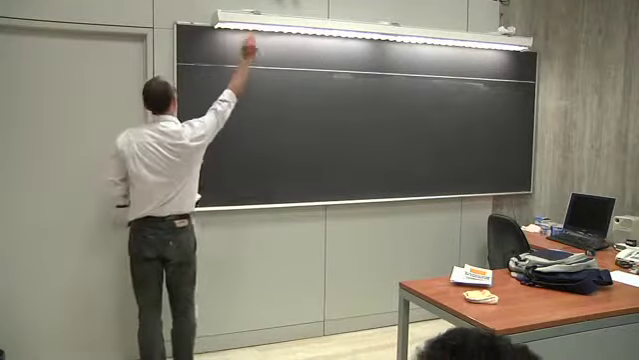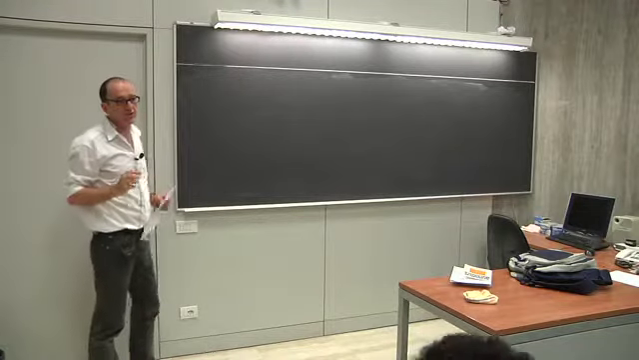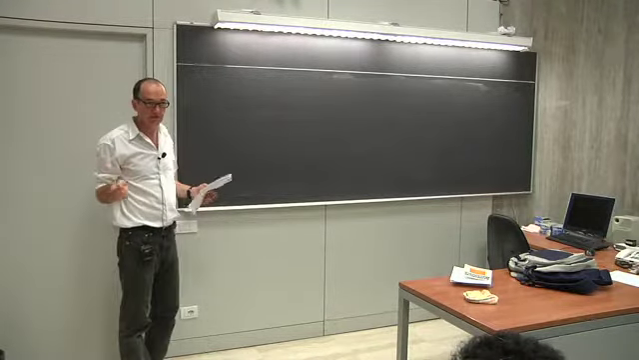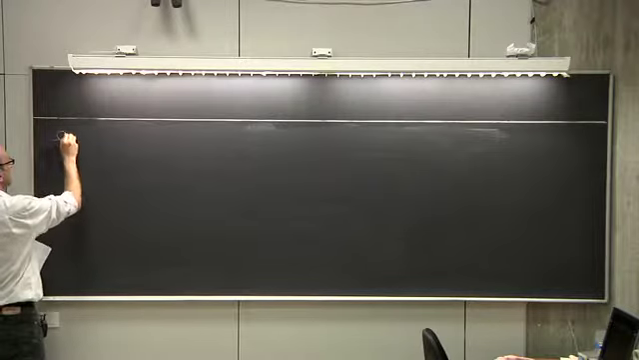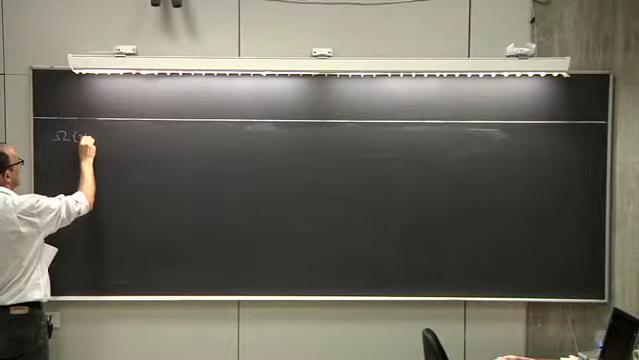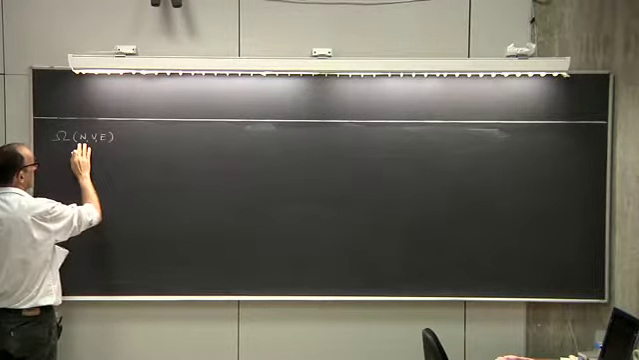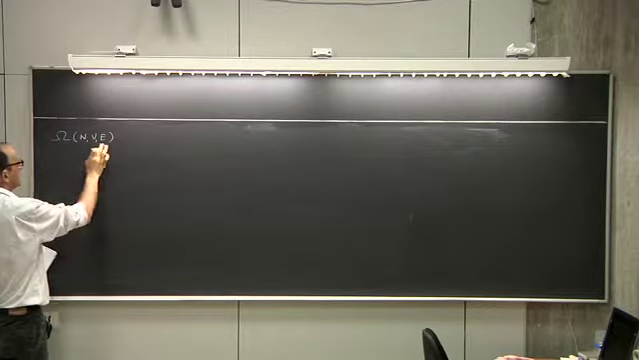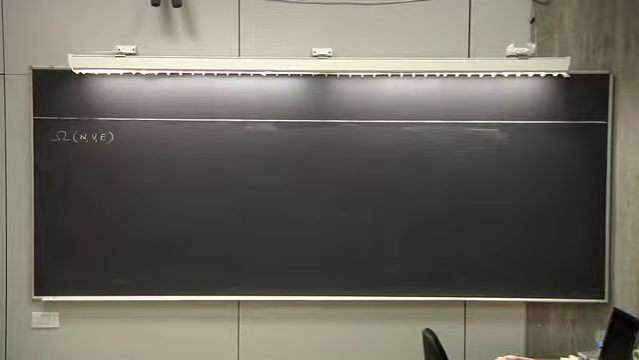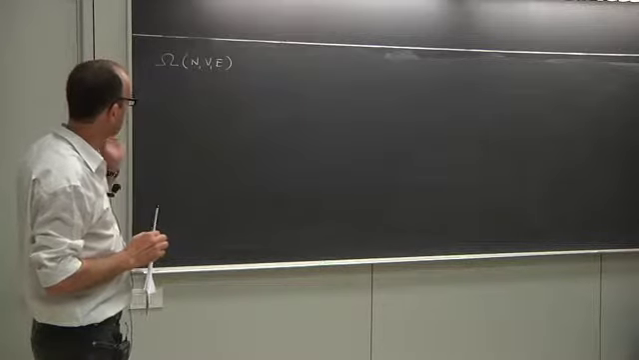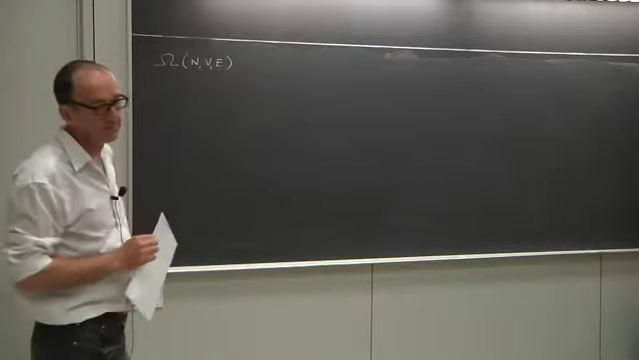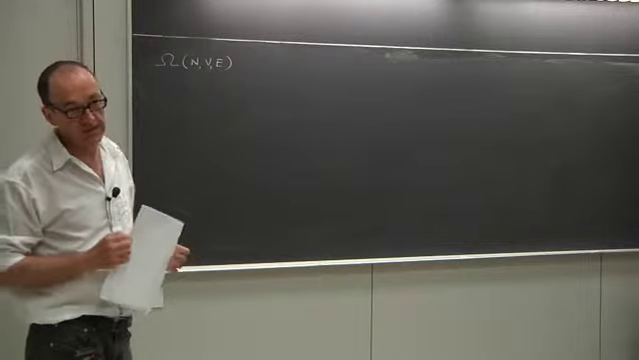I convinced you that all we have to do in order to derive thermodynamics is to compute this number of microstates, which corresponds to a particular macrostate specified by these variables: the number of particles, the volume, and the energy. Now what I want to do is to compute this number for the ideal gas.